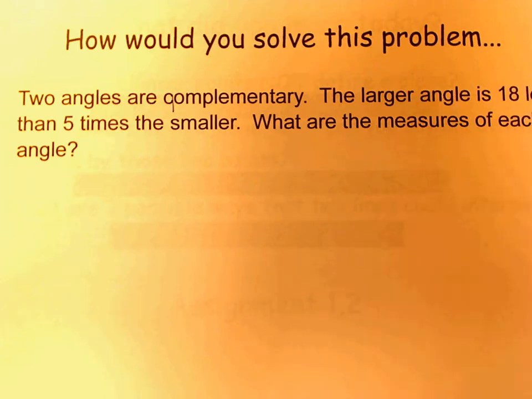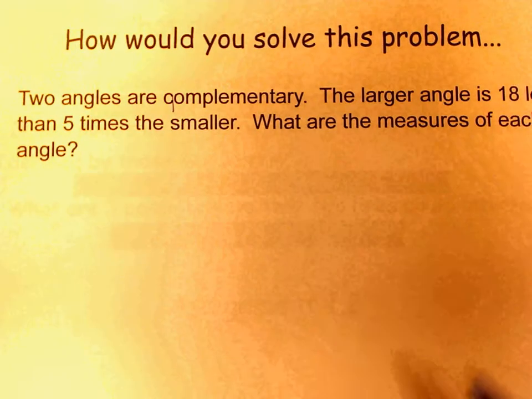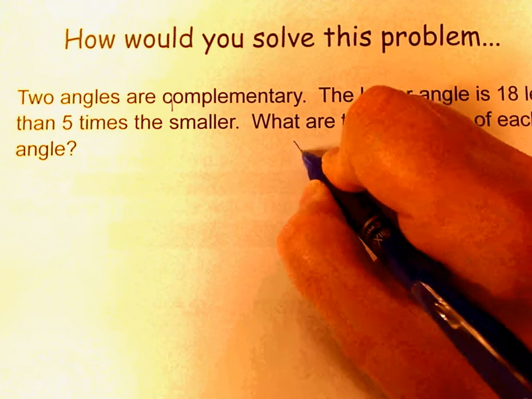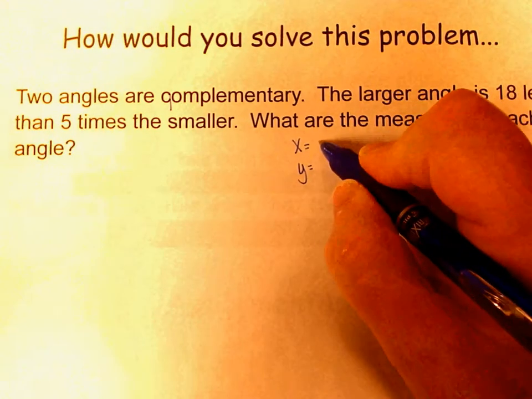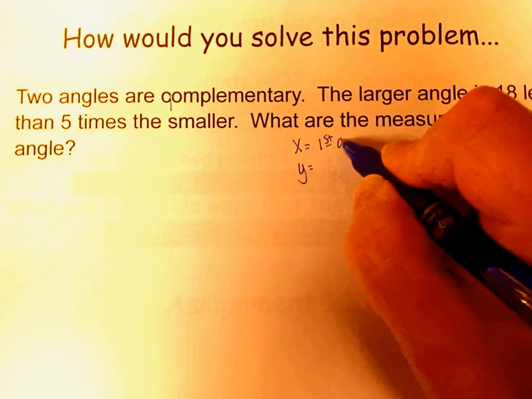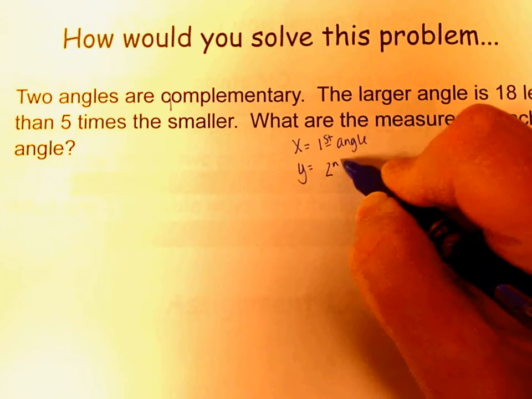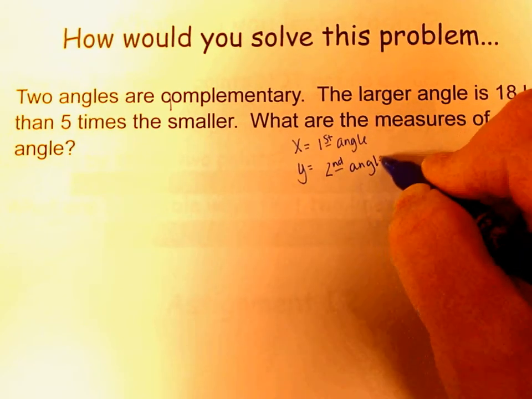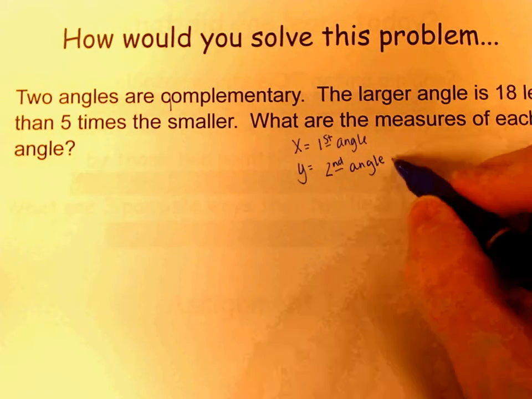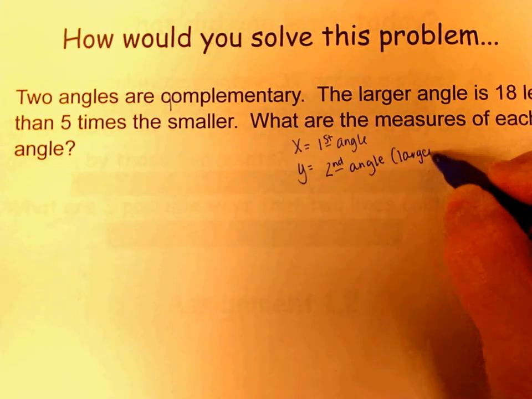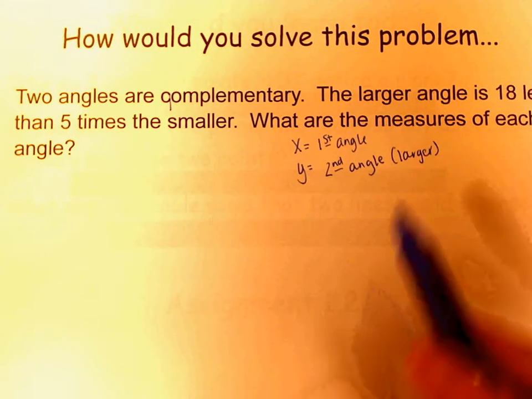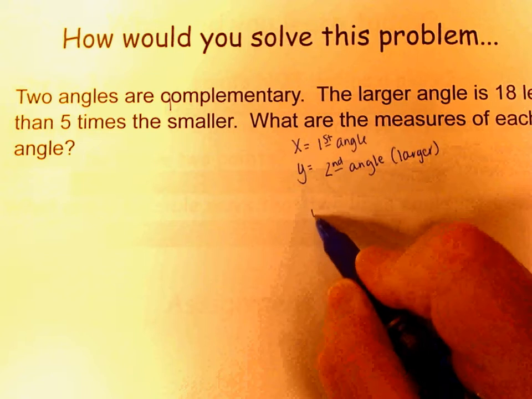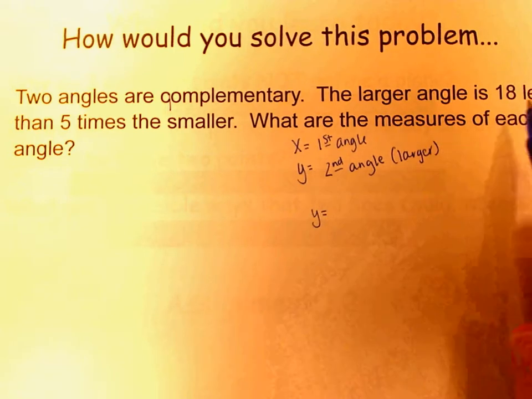So hopefully you recognize that we have two unknowns because we have two angles we're trying to find the measure of. So we can use variables to represent those two angles. So this is the first angle, this is the second angle. It really doesn't matter which one you name which. Okay? Now, if I say that this is the larger one, then I have a way to represent the larger one in terms of the first one, which is x. It says the larger angle, which is my y, is 18 less than 5 times the smaller.